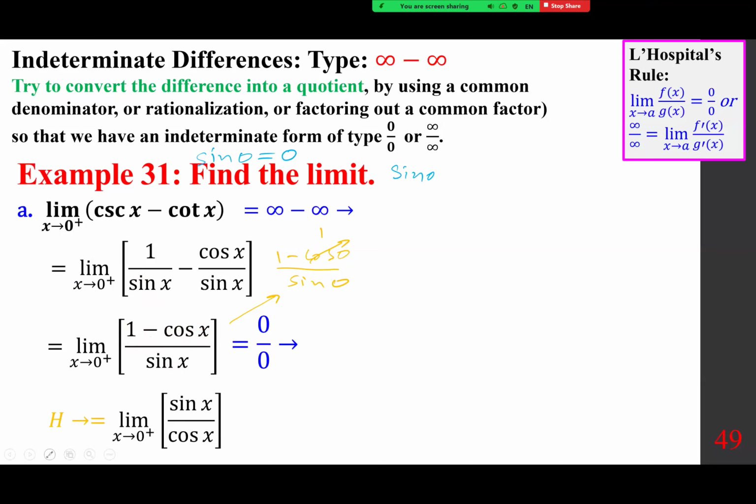And now I plug in 0. If I plug in 0, I get sine of 0 over cosine of 0. And that is 0 over 1, which makes it 0. It's important to know that it is 0 over 1, everybody. And therefore 0.